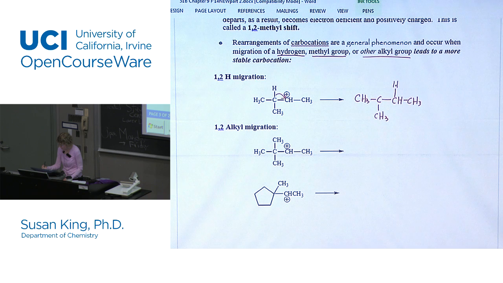So there's the new hydrogen right here, on the carbocation. That would be a 1,2 hydrogen migration, or you'll also call it a 1,2 hydrogen shift. It moves from the neighboring carbon right onto the carbocation. Here's alkyl migration. This is one like we just saw.